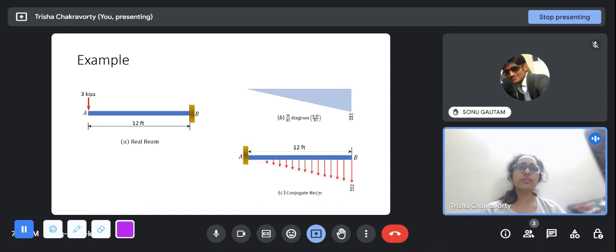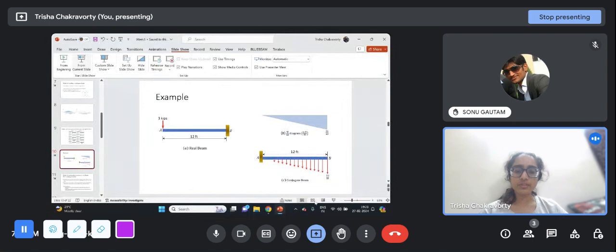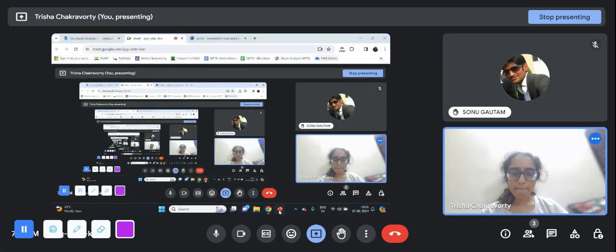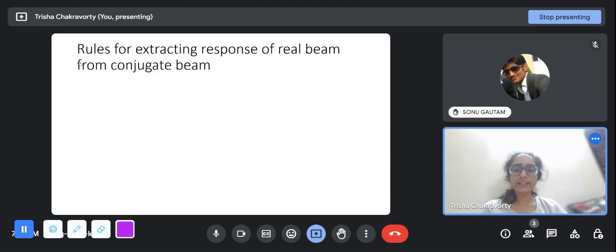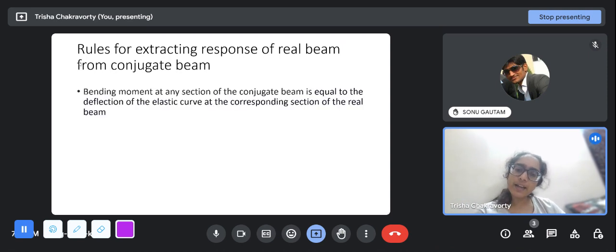So now we are going to look at why we drew this conjugate beam, and how we can get the slopes and deflections from that. Here are the rules for extracting the response of the real beam from the conjugate beam. The bending moment at any section of the conjugate beam is equal to the deflection of the elastic curve at the corresponding section of the real beam.